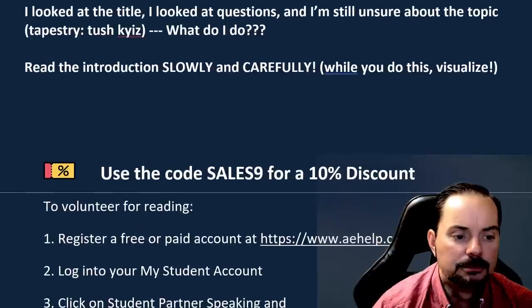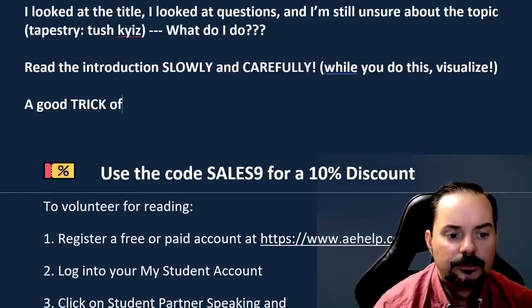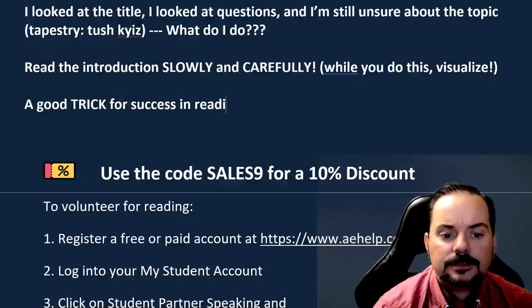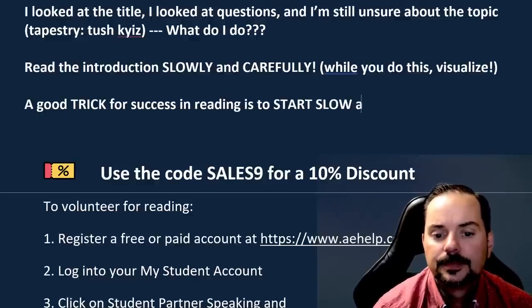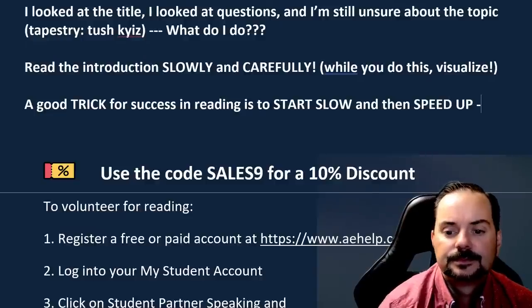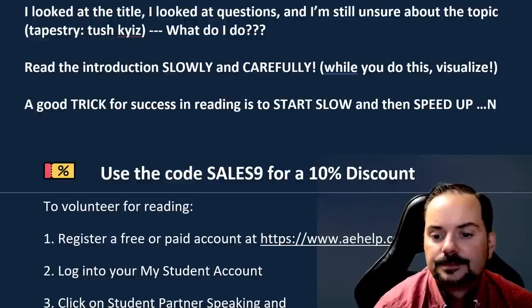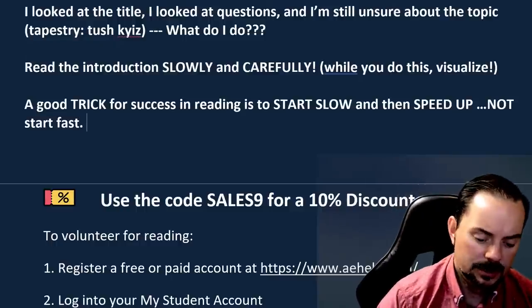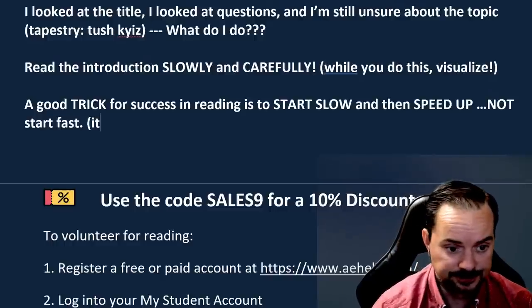So a good trick for success in reading, or I could call it a strategy as well, is to start slow and then speed up. Not start fast. In fact, if there are some runners out there, it's the same strategy for long distance running.